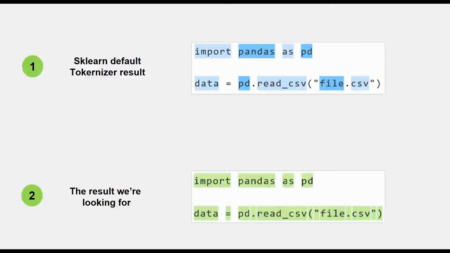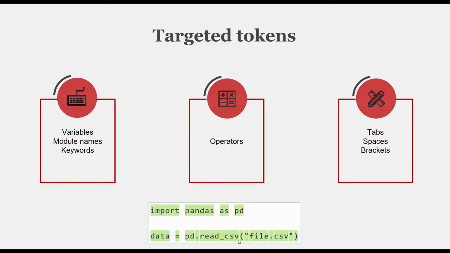Scikit-learn's default tokenizer is built mainly for natural languages, such as English or French. This is not adapted to our use case, which is why we built our customized tokenizer using Regex to get from this to this. Our customized tokenizer is going to target three main categories.